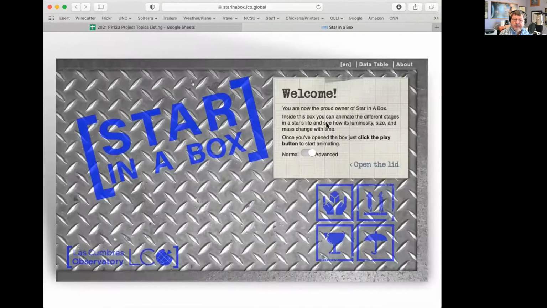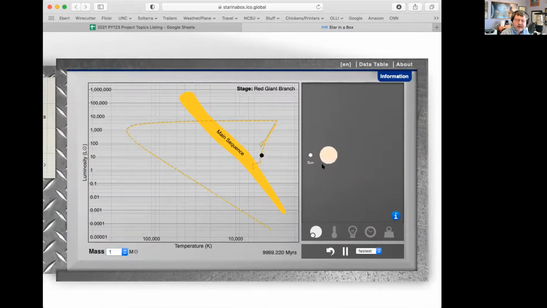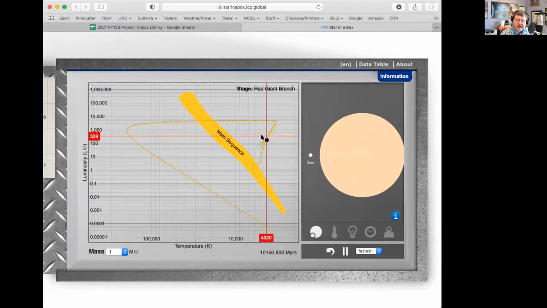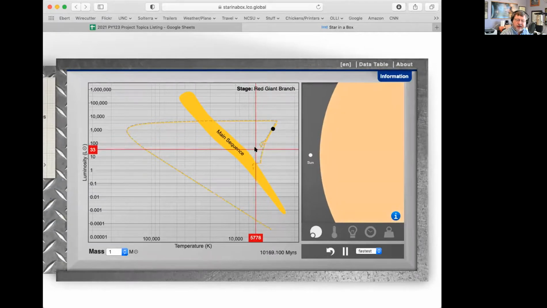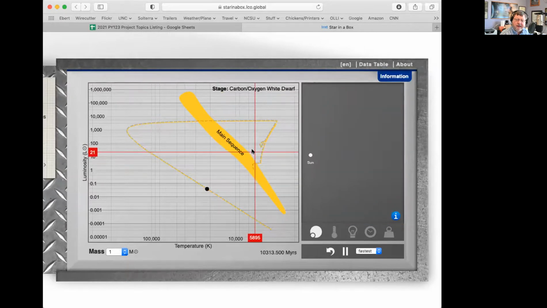Okay. So let's open the lid. Here is the pathway of a star that's as massive as our sun. There's the size of that star. It goes up. Then we get the helium flash in a second, pops back down, goes up again. And then it does this relatively quickly. And let's see that at normal speed.